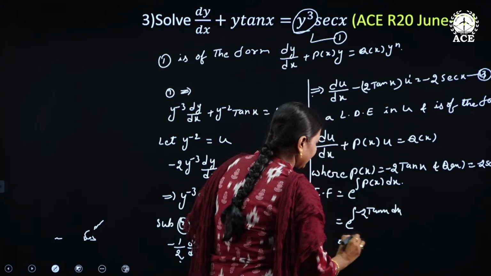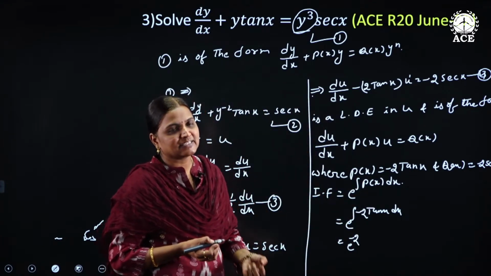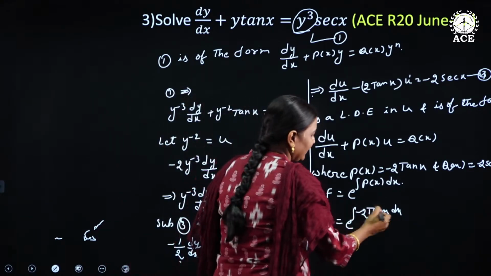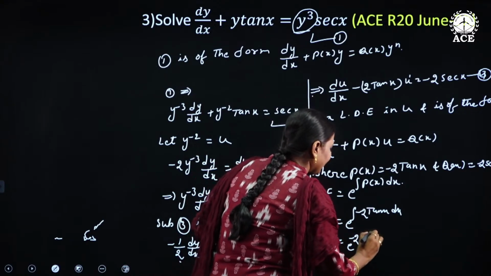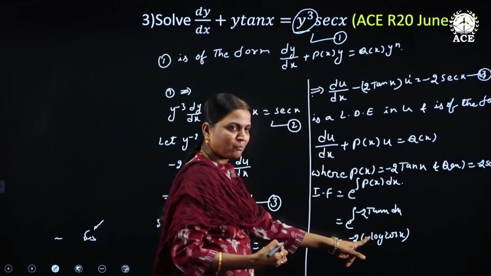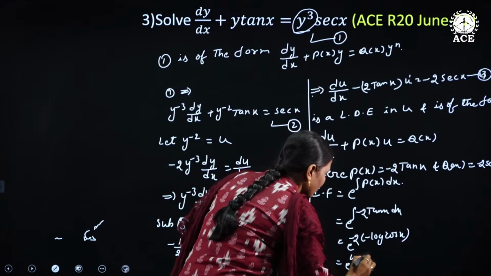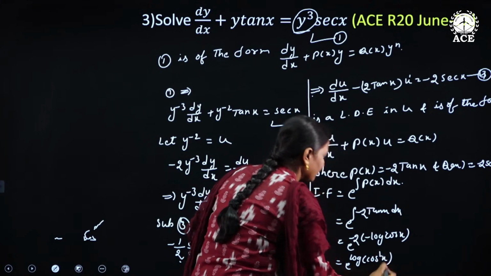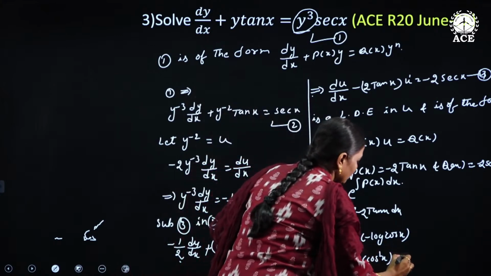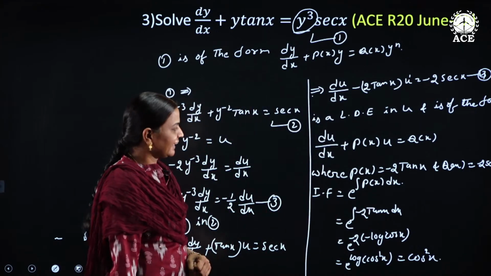Which is equal to e to the power minus 2 into, what is the integration of tan x? Integration of tan x is minus log of secant x. So integration of tan x is equal to minus log of cos x. Again, minus into minus is plus. So how to write this one? Which is equal to e to the power log of cos square x, or cos x whole square. What is e power log of cos square x? That is equal to only cos square x. That is the integrating factor.